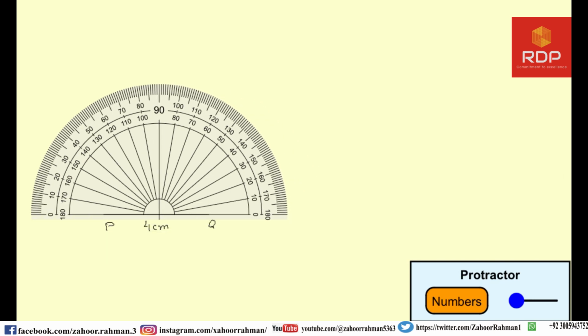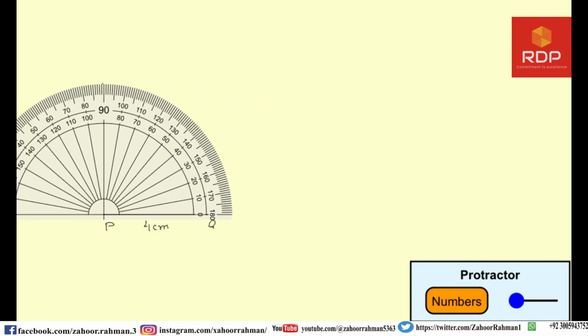Next is to draw a 90-degree angle at this. Let me connect this line at 90-degree, and you also have to label it as 90-degree. Next job is that we have to cut QR as 4.8 centimeter and S is also 4.8 centimeter.